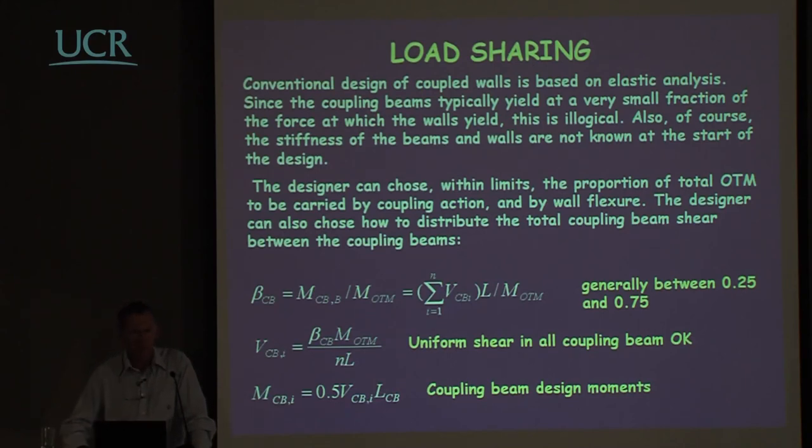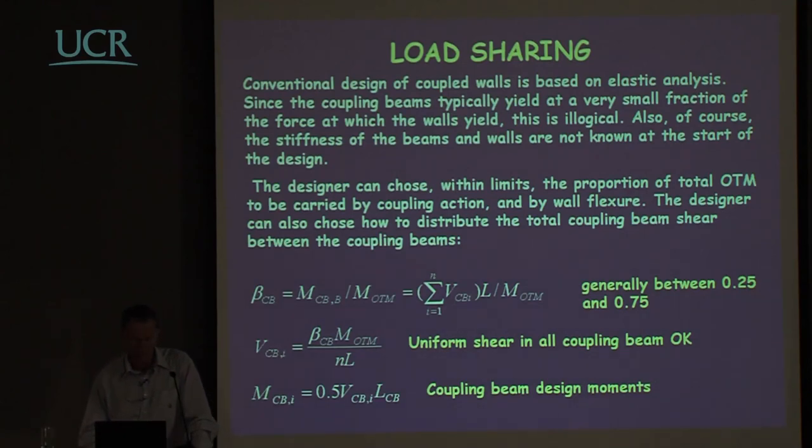Something else that we can do right from the start, which is again forgetting about what happens in elastic analysis, is to say, all right, if I choose that 50% of the overturning moment is carried by the coupling beams, then I can distribute that up the wall as I see fit. And in this case, the most logical thing to do is in fact to distribute that shear force uniformly up the height of the building to make all of those coupling beams the same. You don't have to make that assumption. You can make whatever assumption you like, but again, I would emphasize that that's a designer's choice.